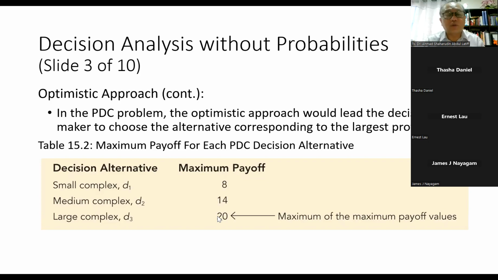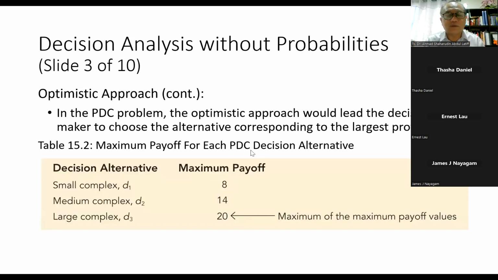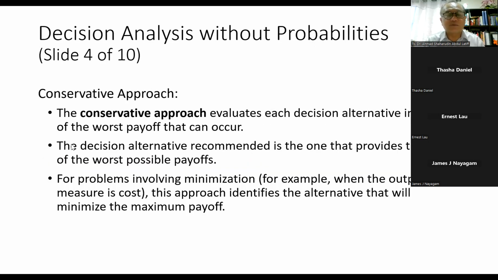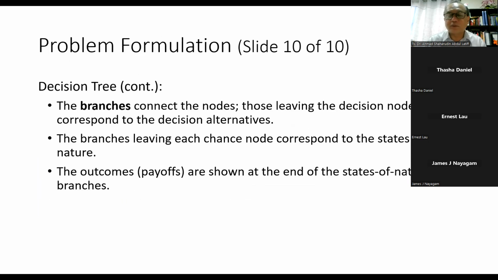Now, the conservative approach evaluates each decision alternative in terms of the worst payoff. The recommended decision alternative is the one that provides the best of the worst possible payoffs. In this case, what is the best of the worst possible payoff?